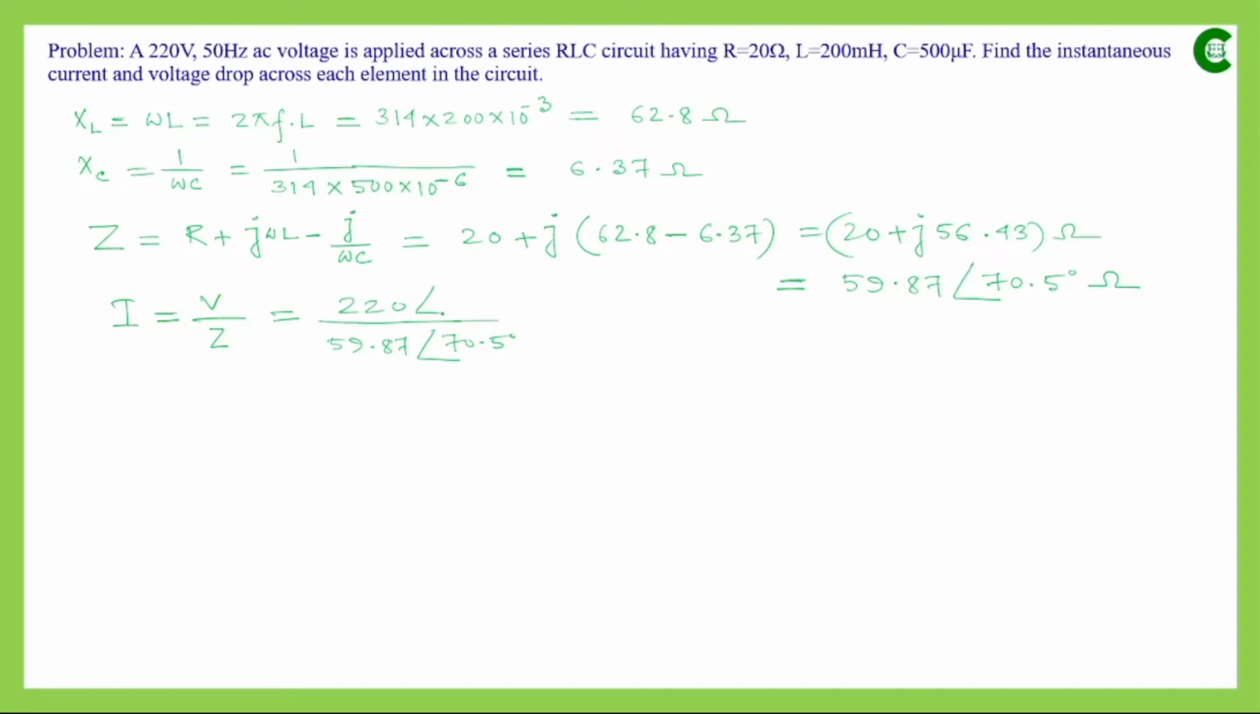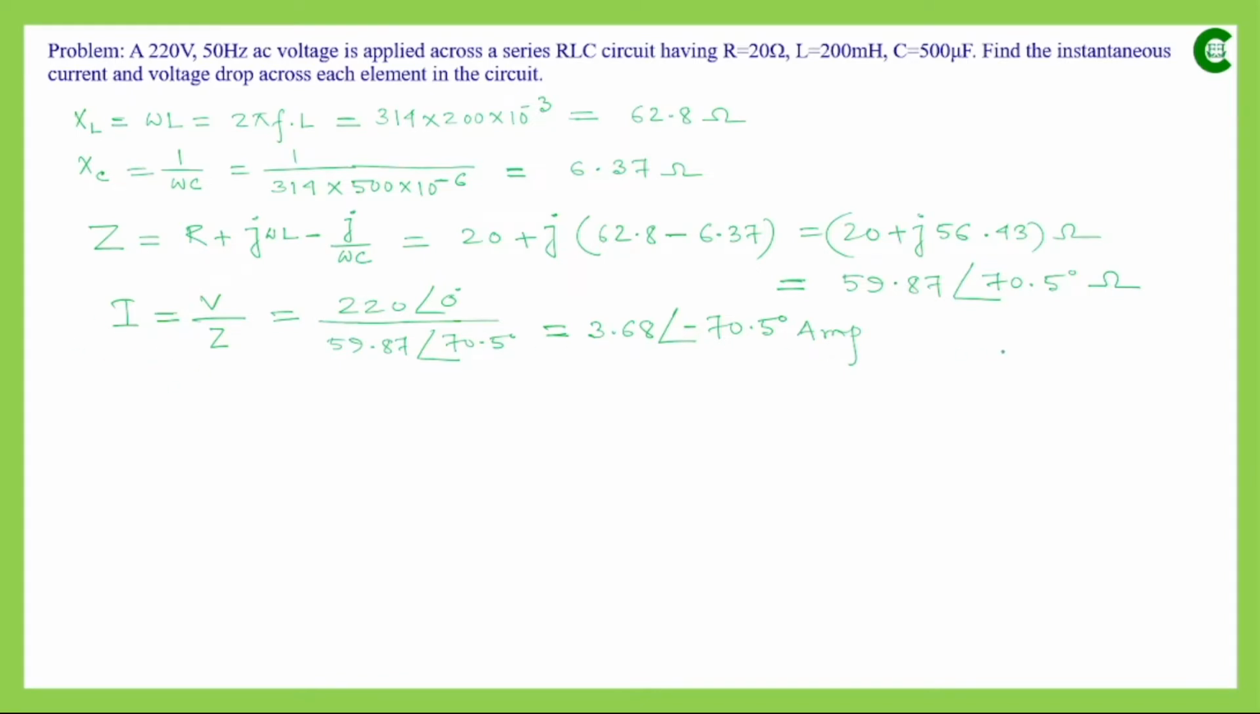Now this 220 angle, since we are taking this as reference here, can be taken as 0 degrees. Simply we'll divide 220 by 59.87, and that value will come as 3.68, and angle-wise we'll subtract this value from 0. So finally that angle will be negative 70.5 degrees. This was current, so the unit will be ampere, but this is IRMS.